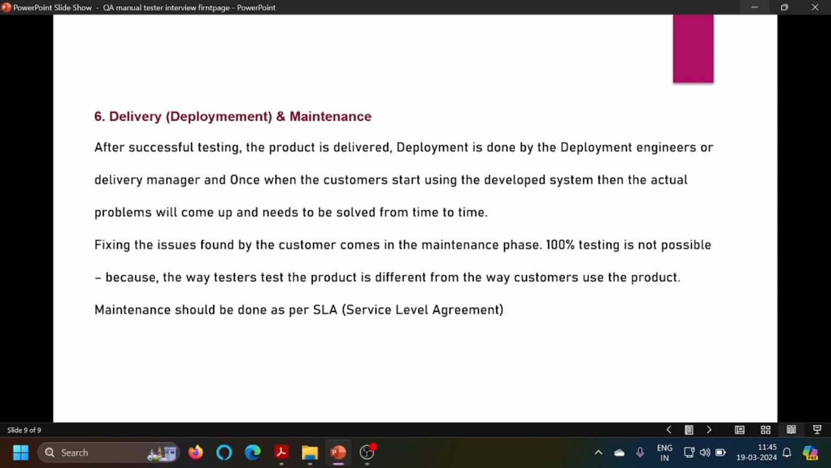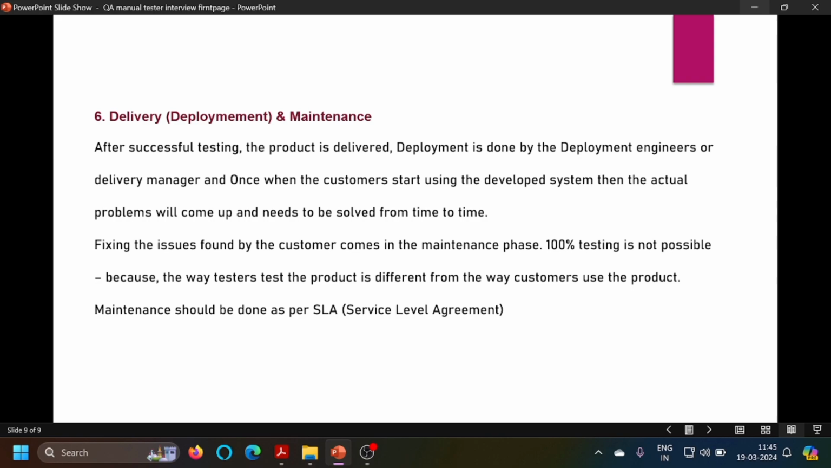100% testing is not possible because the way a tester tests the product is different from the way a customer uses the product. Maintenance should be done as per the service level agreement. Okay, so basically these are the stages of a software development life cycle.